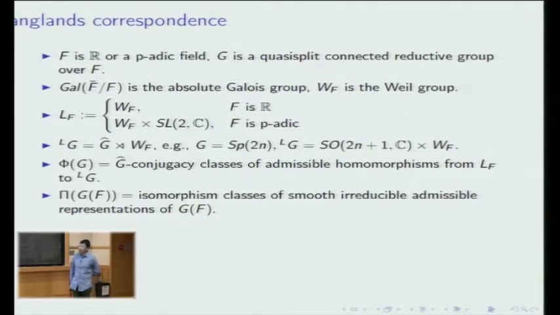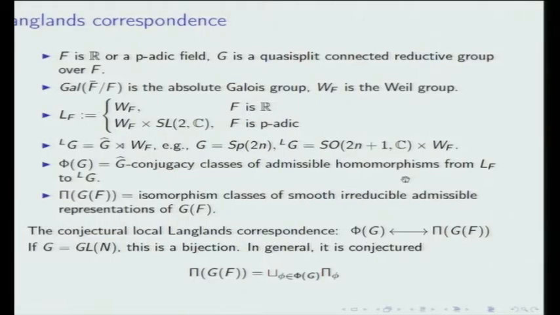Now we define the set of Langlands parameters, which are G hat conjugacy classes of admissible homomorphisms from L_F to LG. We also define the set of isomorphism classes of smooth irreducible admissible representations. Then the conjectural local Langlands correspondence gives a correspondence between these two sets. And when G is equal to GL_N, it has been proved by Harris–Taylor and Henniart that this is a bijection. But in general, it's not true.